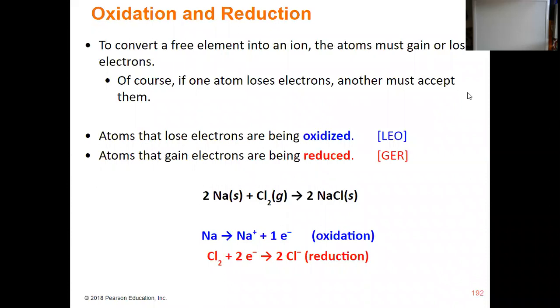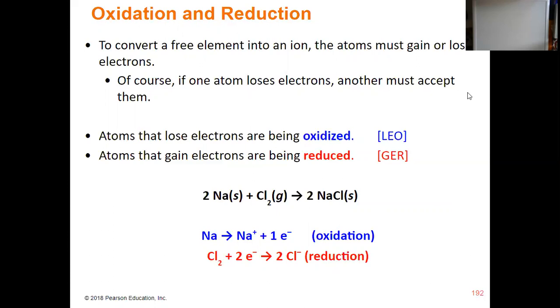All right. Our most common definitions of oxidation and reduction have to do with gaining and losing electrons. Note that in oxidation and reduction, the two processes are always paired. You can't have oxidation without reduction, and you can't have reduction without oxidation, because the electrons have to come from somewhere and have to go somewhere. So if you have an atom that loses electrons, that atom is being oxidized. If you have an atom that is gaining electrons, that atom is being reduced.